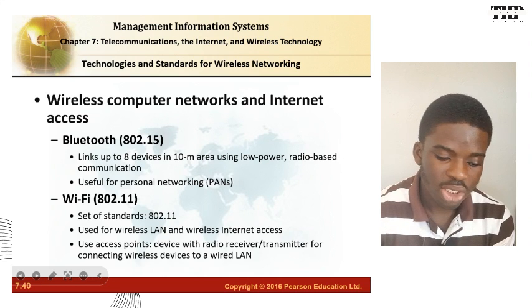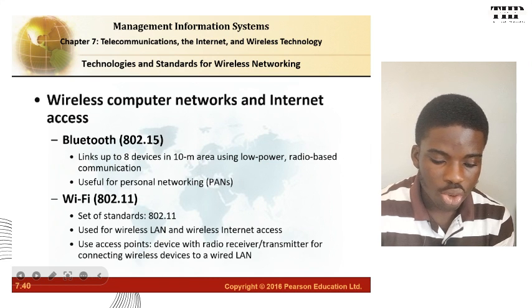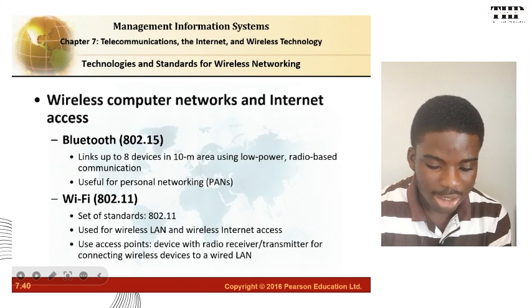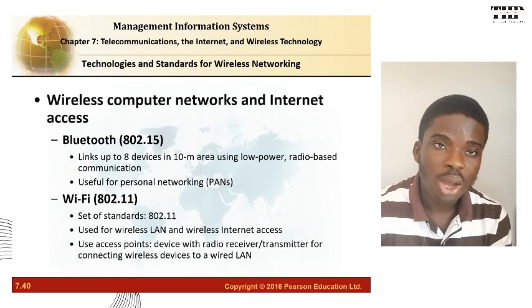There's also Wi-Fi, which is what? 802.11. That is a set of standards. So the standards is the 802.11. And it's used for wireless LAN and wireless internet access. They use access points, right? An access point is a device with a radio receiver or transmitter for connecting wireless devices to a wired LAN. So that's what an access point is.